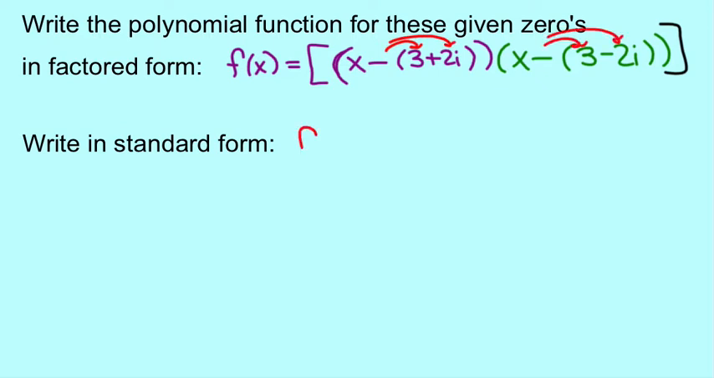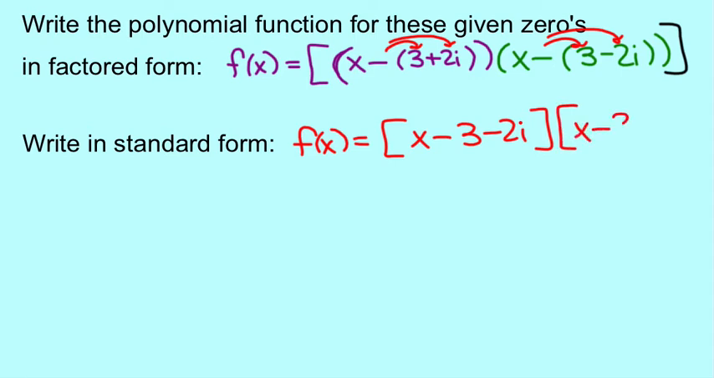So here's what it's going to look like. F of x equals x minus 3 minus 2i, again, just distributing the negative through and dropping those parentheses. And then x minus 3 plus 2i. Now I'm going to regroup. I'm going to group the first two terms together, and then FOIL.